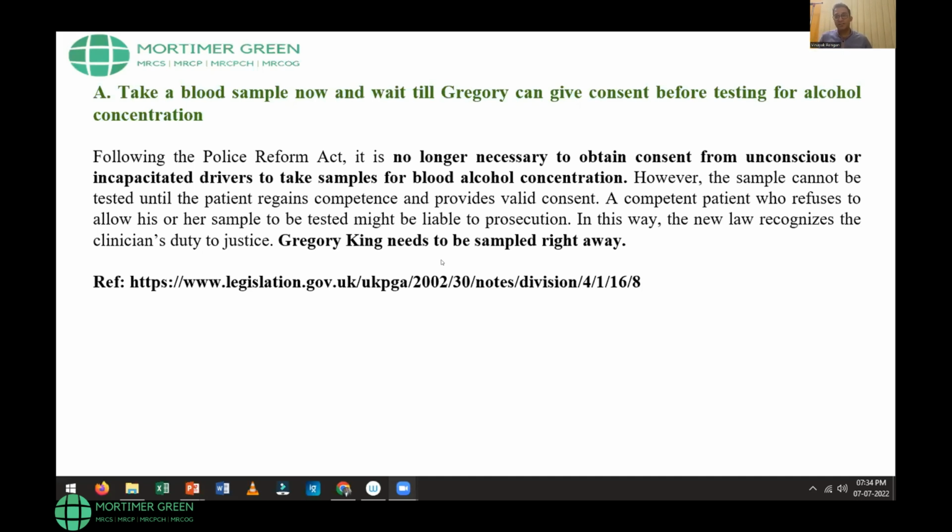No, there is no breath analyzer. Breath analyzer always has to be under consent, because it's a voluntary breath.